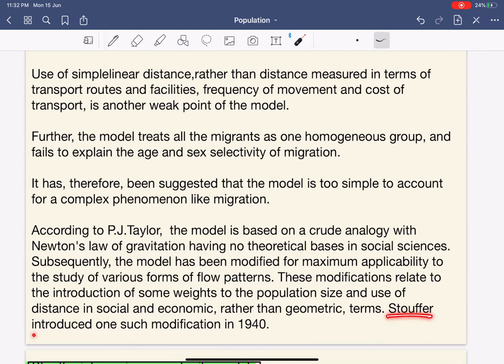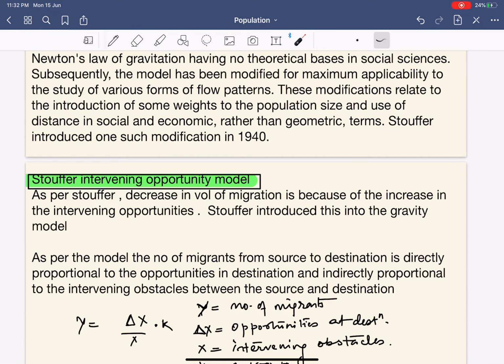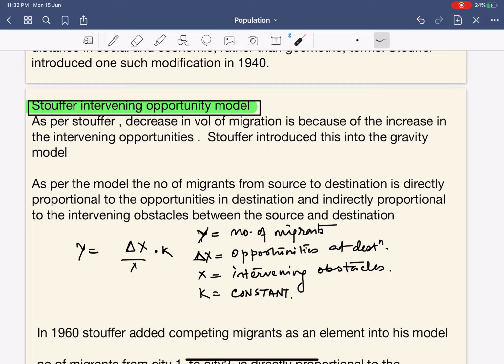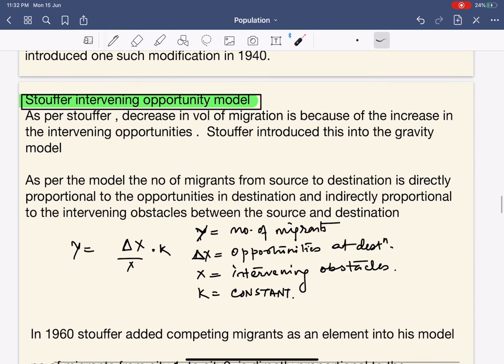Again, Stouffer introduced one such modification in 1940. Let us understand Stouffer's modification. This is very, very simple. Don't worry, there is nothing complicated over here. As per Stouffer, the decrease in the volume of migration is because of the increase in the intervening opportunities. I think we have already talked about intervening opportunities while discussing Everett Lee's model. Lee's model says that intervening opportunities are things that intervene in the migration, that is, they create a hurdle in the process of migration. Now, Stouffer introduced it into the gravitational model.